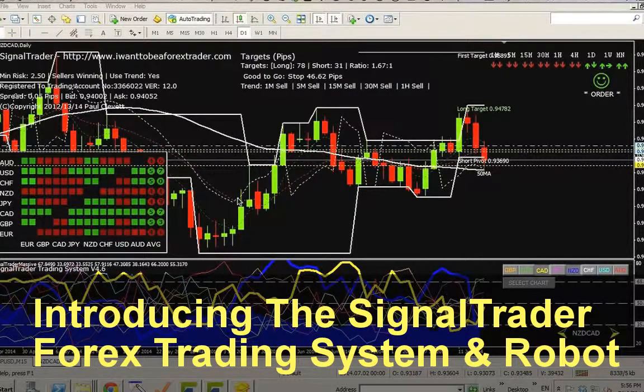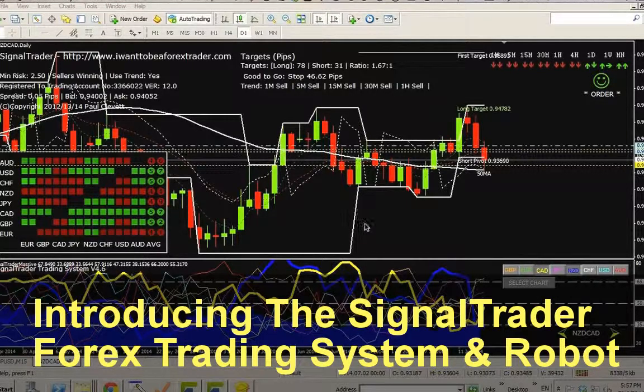The SignalTrader Forex trading system, as an overview, contains a set of plugins for MetaTrader 4 that provides this information, and we've got a server as well, and your trades are submitted out to the server and the server does a bit more processing before you get them back. So it's a robot, or you can trade manually. I'm going to talk to you trading manually, but I'm going to tell you what the robot does.